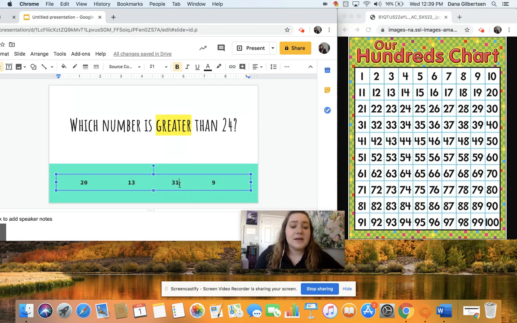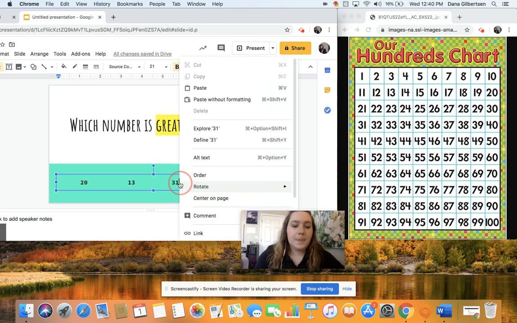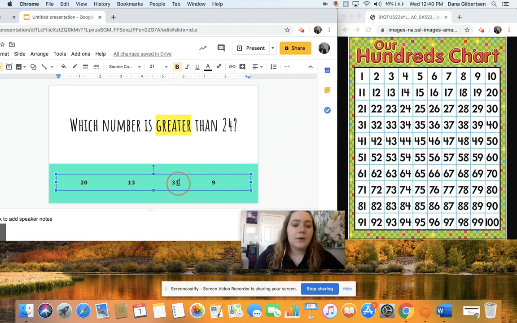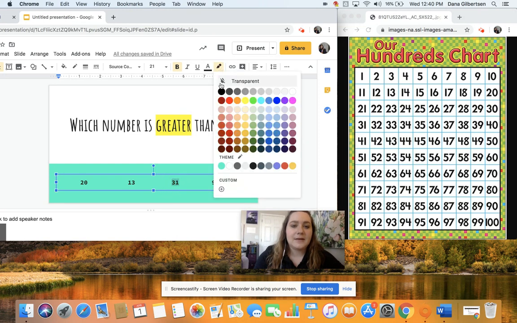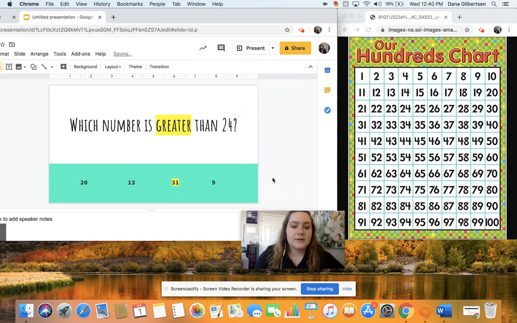My next number is 31. When I'm looking at 31, I find 24 on my hundreds chart. And this time I'm going up, up, up until I find 31. Was 31 greater than 24? Yes. So I am going to pick that as one of my answers.